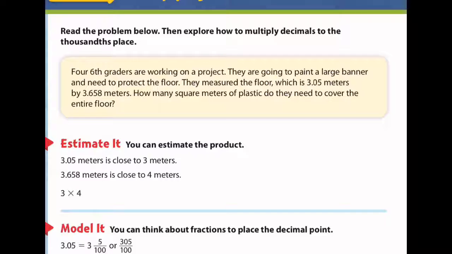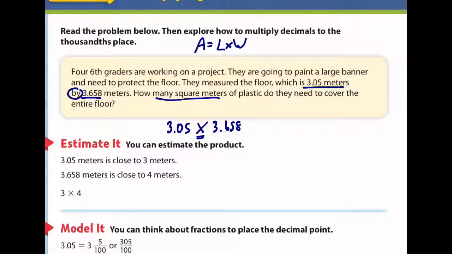Now, by the way, let's talk about why this is a multiplication problem. Notice they give us 2 dimensions. They measure the floor, which is 3.05 meters by 3.658 meters. And it's asking for how many square meters of plastic they'll need to cover the floor. Well, this is an area problem, so if it's area of a rectangle, it's length times width. So you're going to multiply the length and the width. But here's another way. You see how they say it is 3.05 meters by 3.658 meters? Whenever you see a problem and they use the word by, that means multiply, because another way to write it is 3.05 by 3.658. So if you know by means multiply, then you know that right up front.